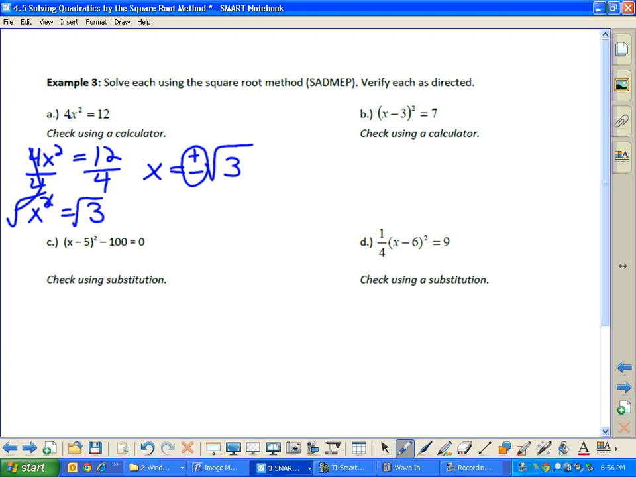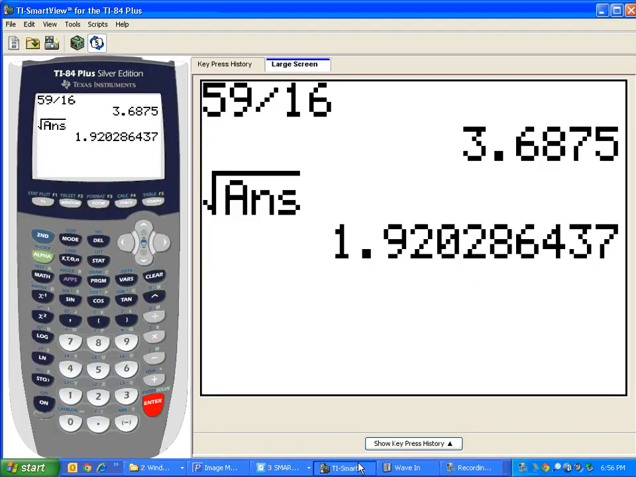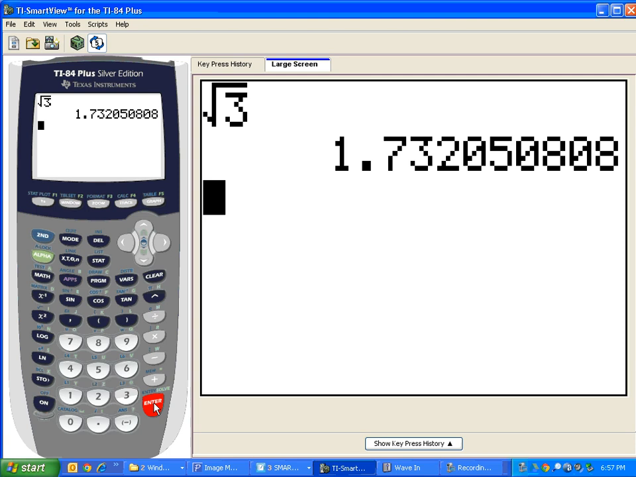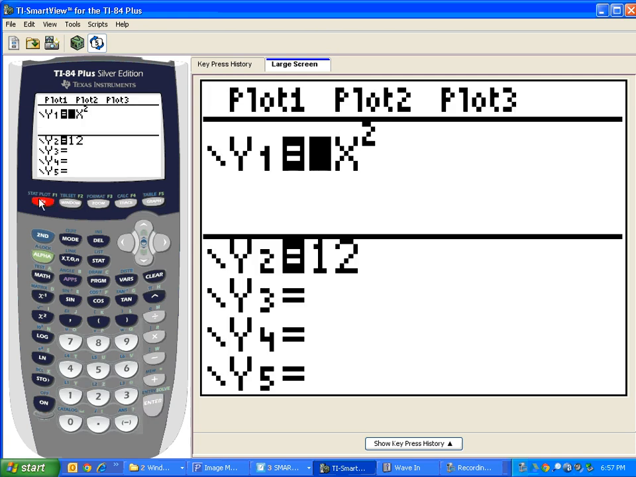I did want to take a moment just to verify this on my calculator. First thing I'm going to do is I'm going to see what the square root of 3 is as a decimal. So the square root of 3 as a decimal is about 1.73. Now what I'm going to go ahead and do is do what you did on your homework or in your notes last night. In my y equals screen, you'll see I already have entered y equals 4x squared. The left side of your equation you enter into y1. And then in y2 I entered 12. And now I'm going to press graph.